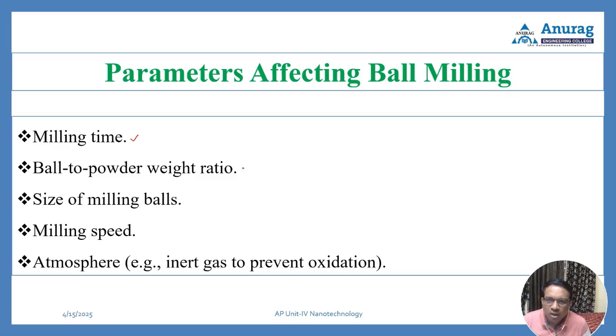Then the ball to powder weight ratio, how many balls we are taking and how much powder we are taking, also decides. Then the size of the milling balls, we may have different sizes and different weights of balls, that also matters. And milling speed, 300 rpm, 500 rpm. RPM stands for rotations per minute, right? Then atmosphere: here we are simply heating at normal conditions, but in other ball milling we use a separate environment if we are using dry milling.